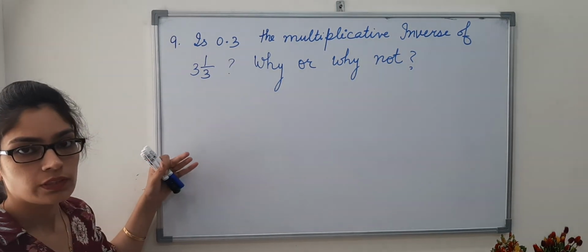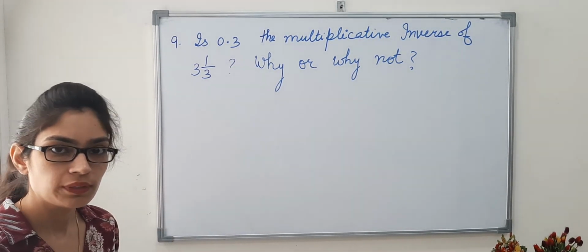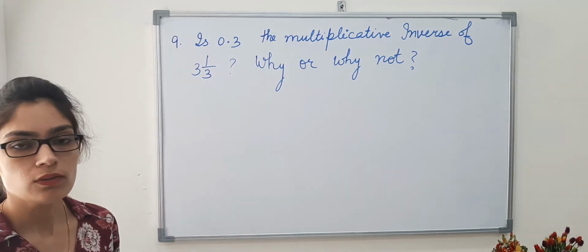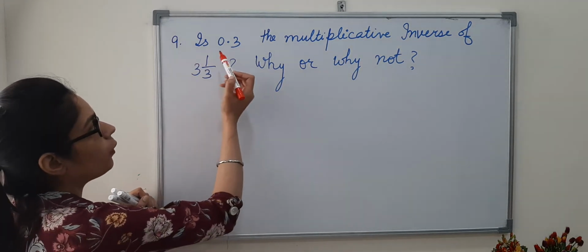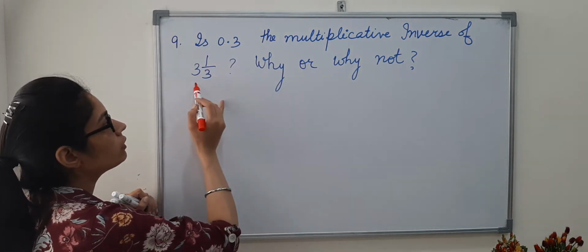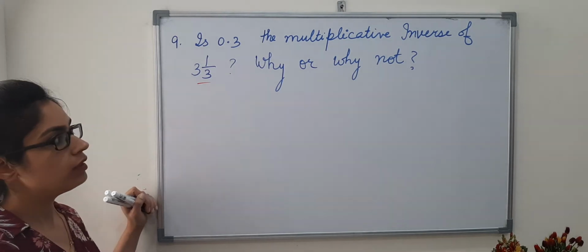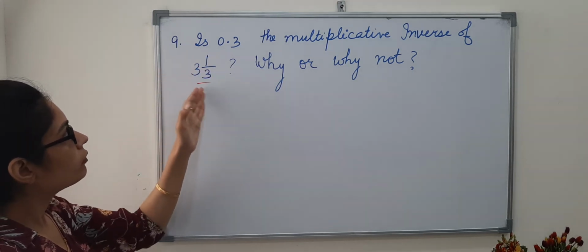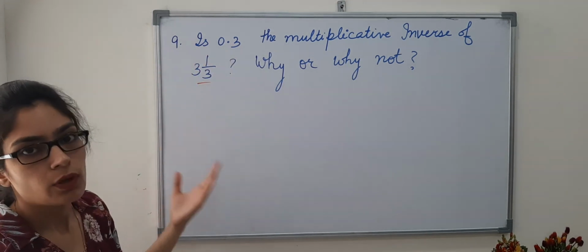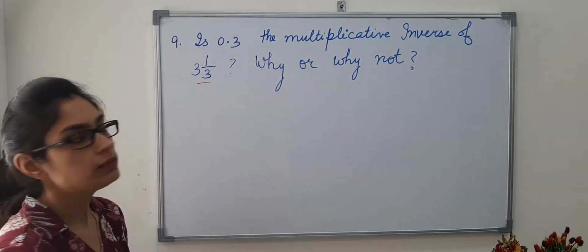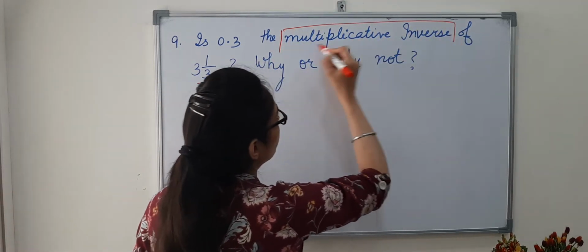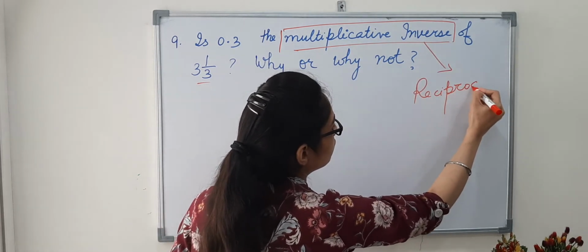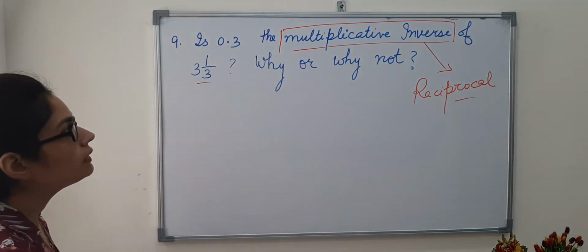Let's do the ninth question now. See, the 8th and 9th questions are both same. The 9th I will do for you now, and the 8th you have to try yourself. Let's do. Is 0.3 the multiplicative inverse of this number? Why or why not? You have to tell if 1 by 3 is a reciprocal of this number or it's not a reciprocal. Multiplicative inverse is also known as reciprocal. So if any one of the terms is written, just try to remember both the terms are the same. Now let's find out.